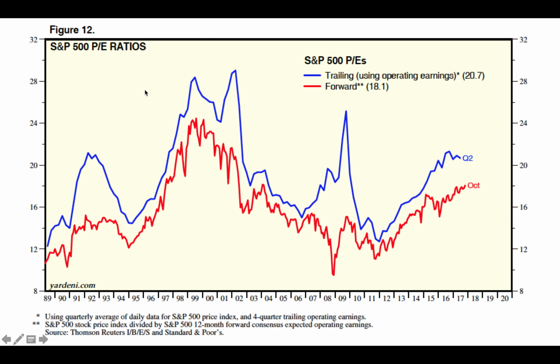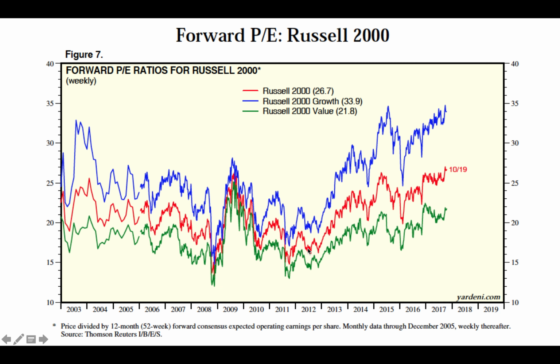Here are the S&P 500 PE ratios, the trailing and then the forward-looking PE ratio. The forward-looking PE ratio is lower because people are projecting earnings to be higher. So typically you'll see the forward-looking PE ratio be lower. You can also do forward and historical PE ratios for other indexes. Here's the Russell 2000, the small cap index, the Russell 2000 growth index, small cap growth, and small cap value, and you see how they vary over time.